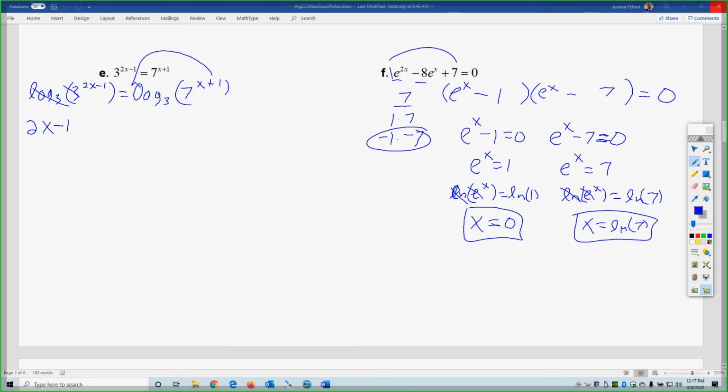I'll use the power property of logs to bring that down. So I have x plus 1 times the log base 3 of 7. So I'm going to distribute the log to both of the terms on the inside, because I need to get x by itself. So it's x times log base 3 of 7 plus 1 times log base 3 of 7. You really don't need the 1, but I'm going to put it there just for lesson's sake.